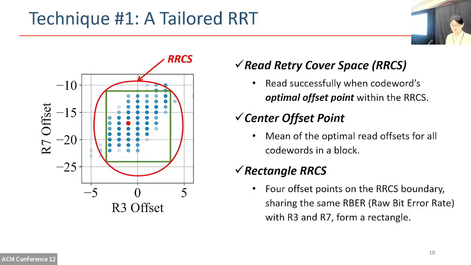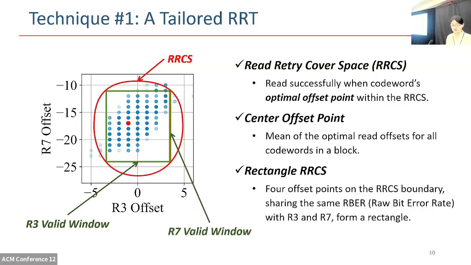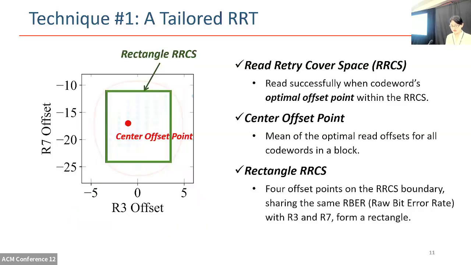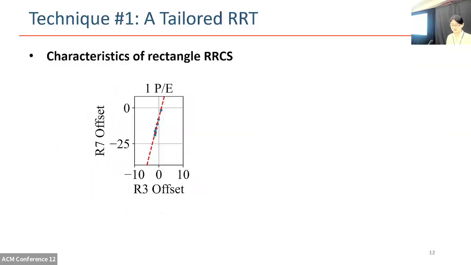Next, we simplify the cover space. On the cover space boundary, 4 offset points with the same raw bit error rate for R3 and R7 create a rectangle. The width of the rectangle matches R3's value window size, and its length matches R7's value window size. Next, we just use this rectangle cover space and the center offset point to guide the retry process.